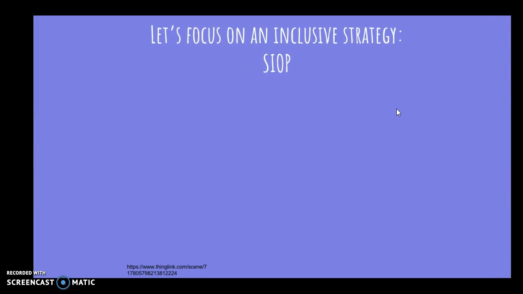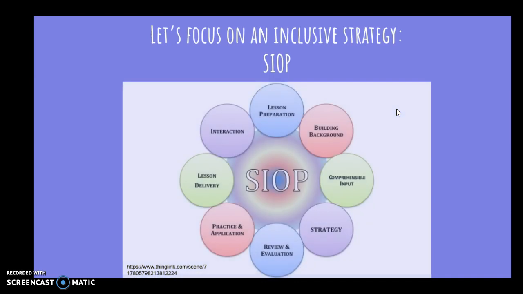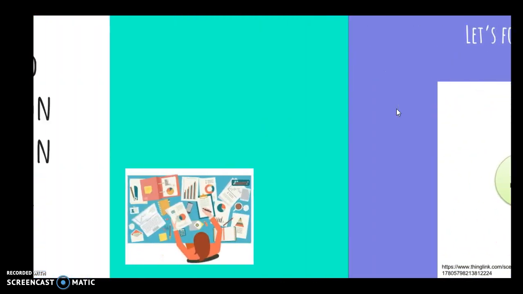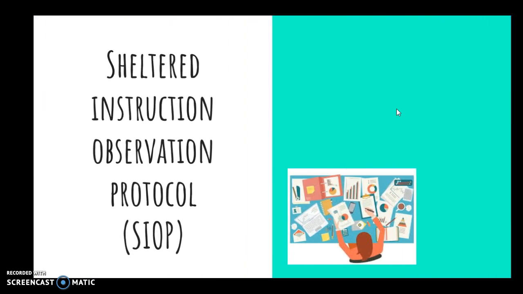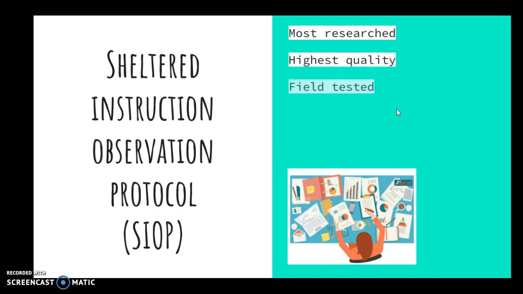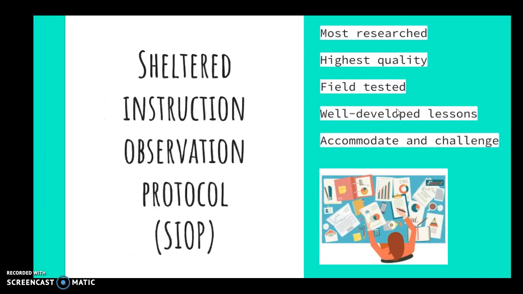However, for the purposes of including all culturally and linguistically diverse students at all levels of language acquisition in sheltered instruction, we are going to focus on the Sheltered Instruction Observation Protocol, or as we'll refer to it, SIOP. SIOP is the most researched and highest quality variation of sheltered instruction. This model is field tested by teachers to identify effective practices. This model provides well-developed lessons that teachers can incorporate to level the playing field. These lessons accommodate and challenge students.